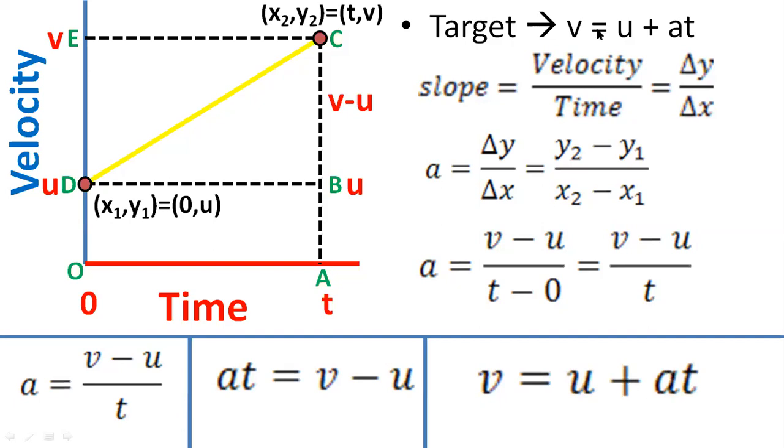So you can see this is our formula. This is what we required, and this is our formula: v is equal to u plus at. So give me response in chat box. Have you understood till this moment how we have derived it? Like how we have taken slope, how we have changed it to delta v by delta t, and how we have substituted values.